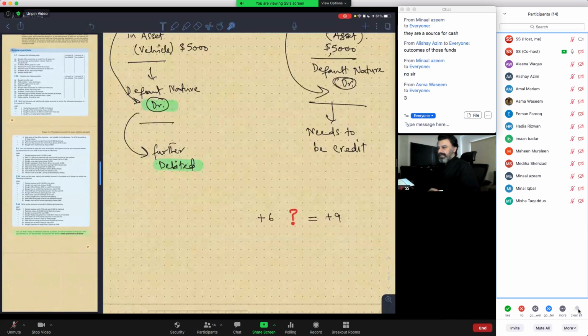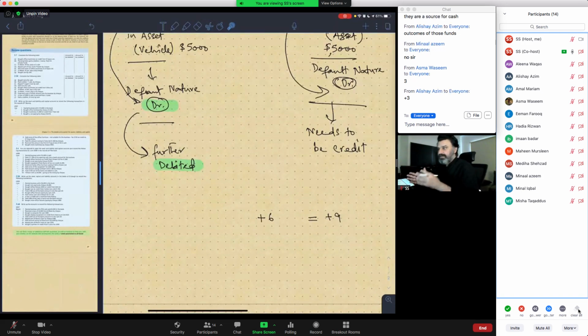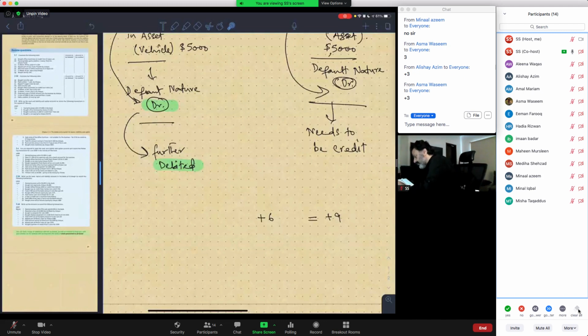So, if plus 6 needs to become plus 9, should we insert plus 3 or minus 3 here? Because that's very important, because debit and credit essentially are opposite of each other, just like plus and minus are. Since we are more comfortable with mathematical analogies, it will be easier for you to understand that way. So if I ask you that if debit 6 needs to become debit 9, what do we insert here then?